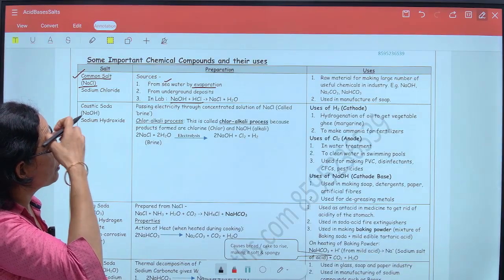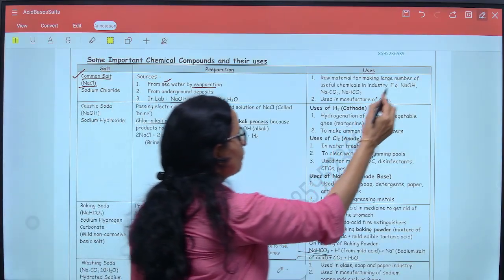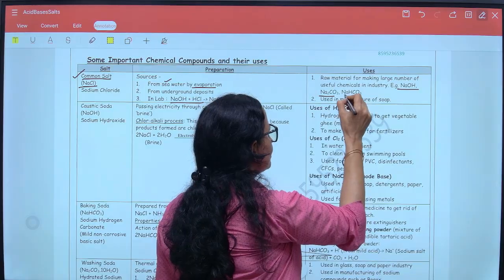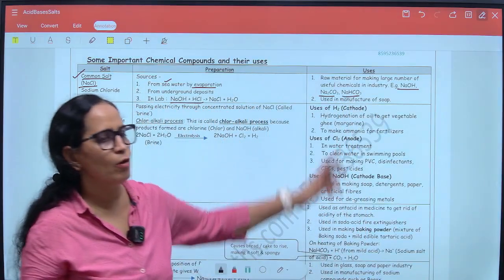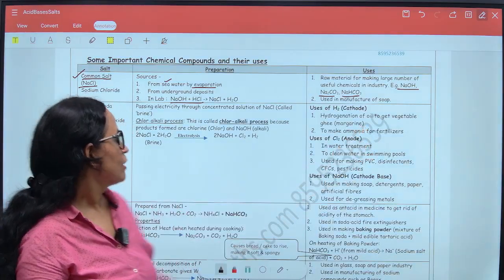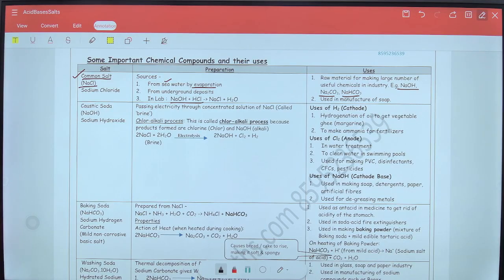Now this sodium chloride is used as a raw material for making a large number of chemicals in the industry: NaOH, Na2CO3, NaHCO3, and it is also used in the manufacture of soap. Yes? So sodium chloride is mainly a cleansing agent. It is used in the manufacture of soap.